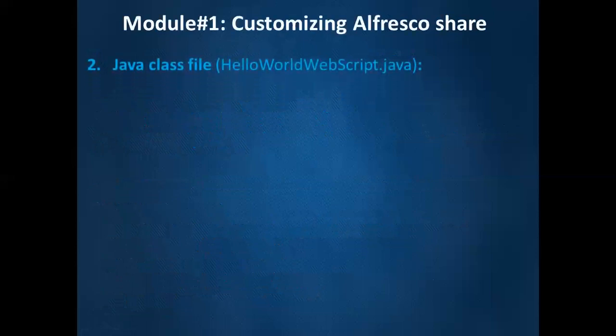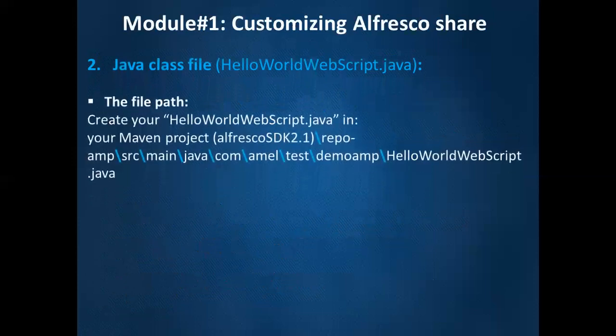Java class file, HelloWorldWebscript.java. Now let's see what is the file path where we need to put this file. As we've seen for the descriptor, now let's see for the Java class file. So in Eclipse editor, you will go to your Maven project name. My Maven project name is Alfresco SDK 2.1. I will go inside repo IAM.